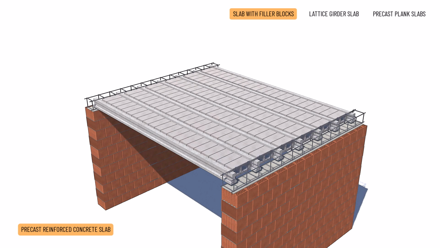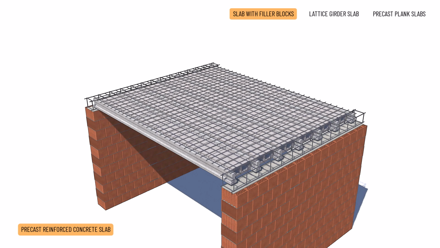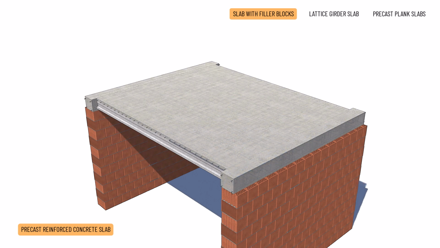The slab system is topped with a 5 centimeter monolithic reinforced concrete layer with mesh reinforcement. Concreting is carried out together with the ring beam and the monolithic sections, filling in the gaps between the beams and the hollow filler blocks.